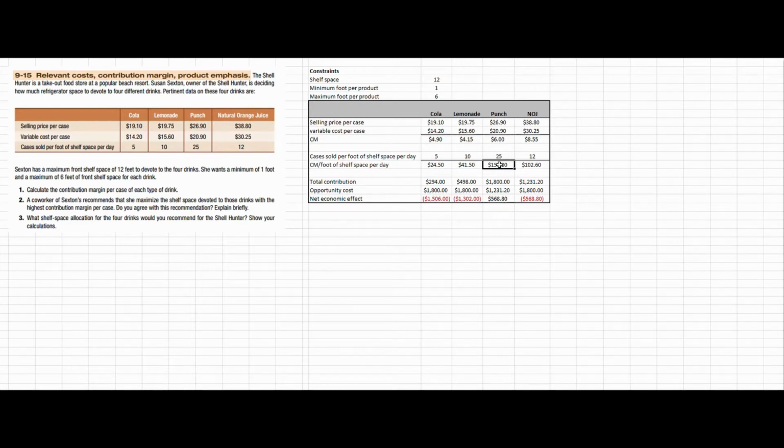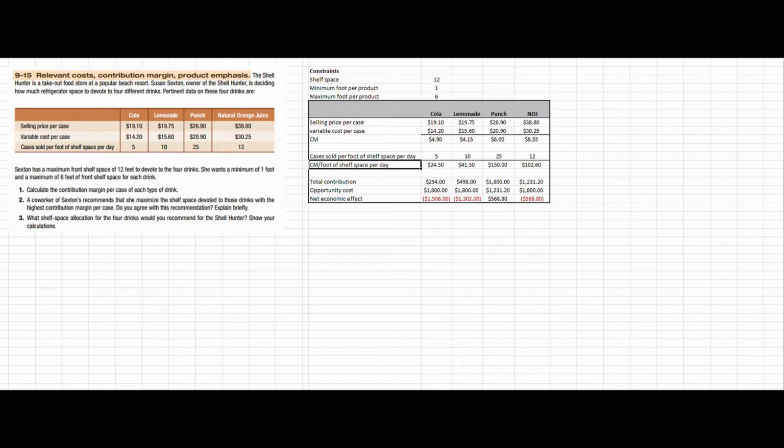Then if I couldn't dedicate any more space to punch, I would go to my next best alternative, which would be orange juice. And then once I had exhausted all my possibilities for orange juice, I would go to my next best alternative, which would be lemonade. And then finally, if I still had any resource left over and I couldn't dedicate it to lemonade, I would dedicate it to cola. So that's how we would prioritize our different products using this concept.